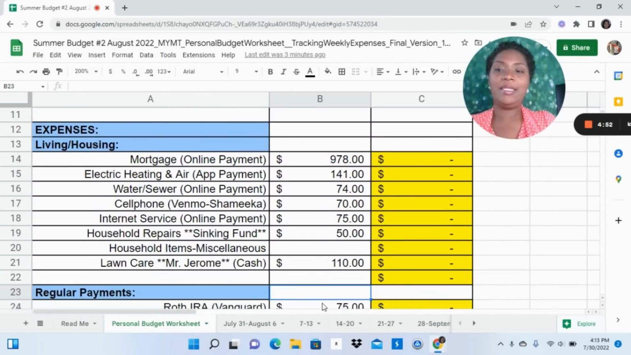So my expenses, or this sheet breaks it down. Now, this is not my sheet. I just found this doing a regular Google search. It breaks down the expenses into living, regular payments, groceries, personal, transportation, and then I think you have a miscellaneous category.